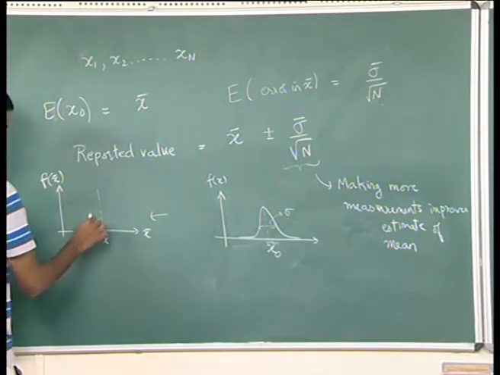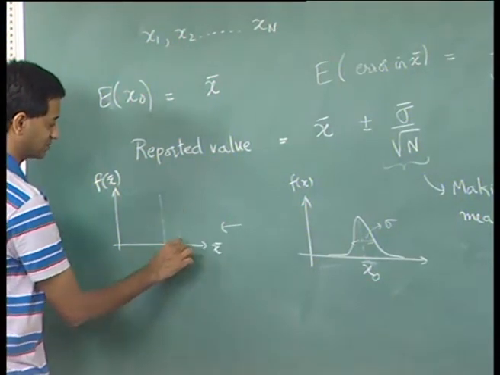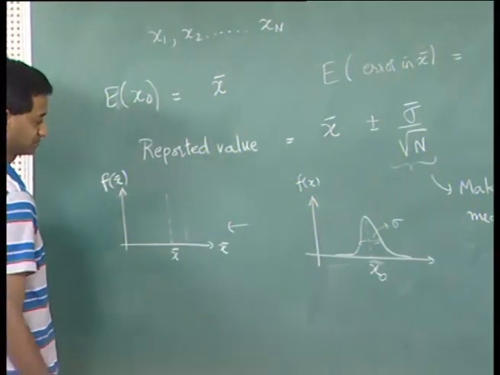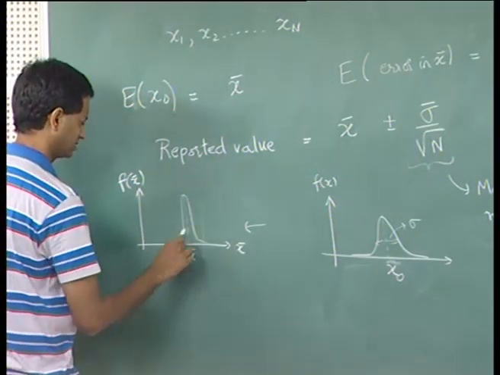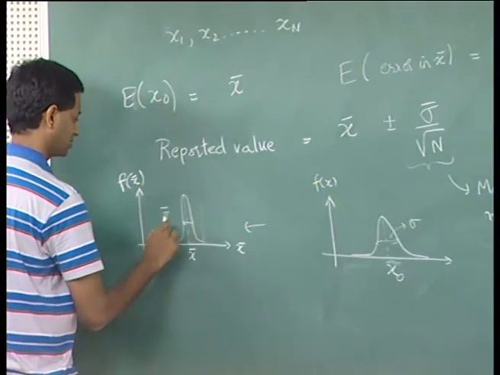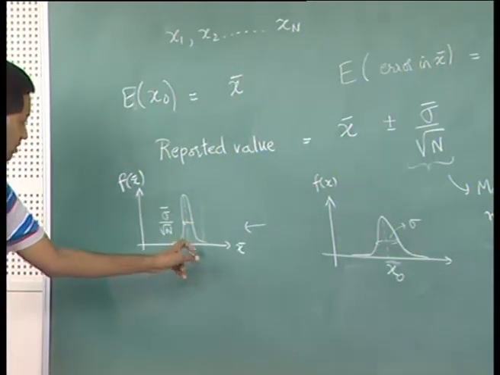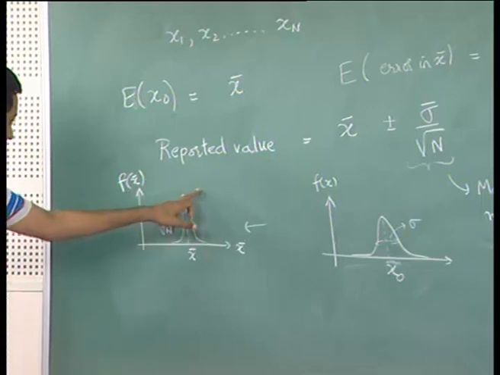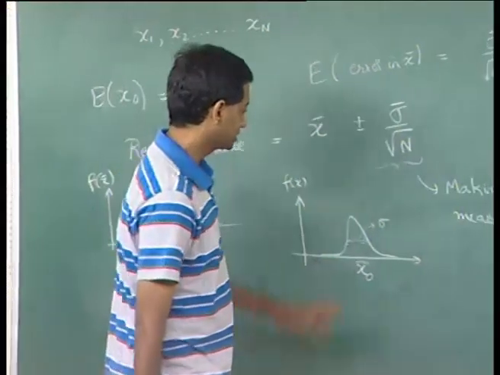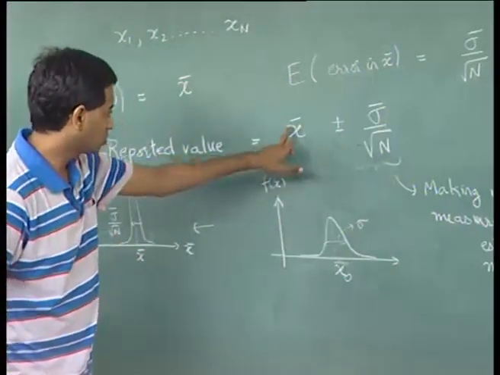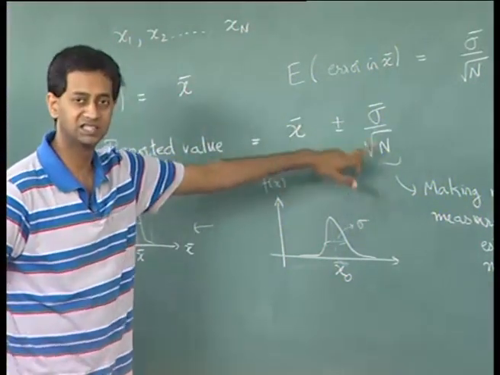Now let's say you make 10 measurements, you end up here. You make 11 measurements, you might end up somewhere else. You make 12 measurements, you might end up somewhere else. And this width will be of order sigma bar by square root of n. So as you make more measurements, your x bar will also change and your width will become narrower. You can only be sure of x bar up to this interval.